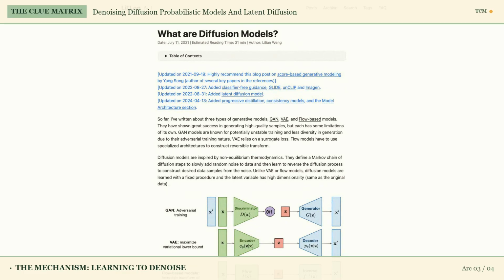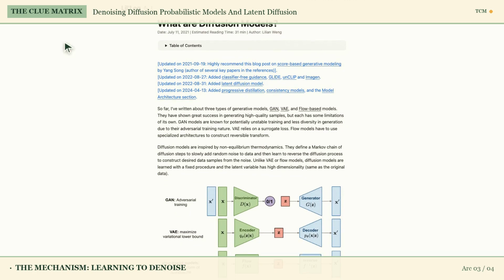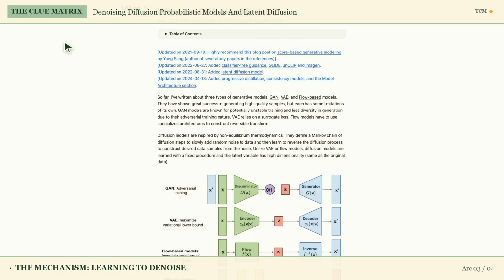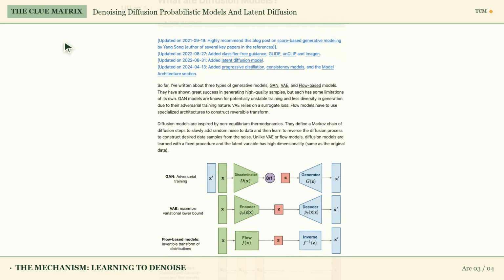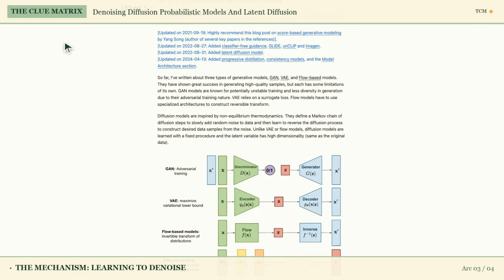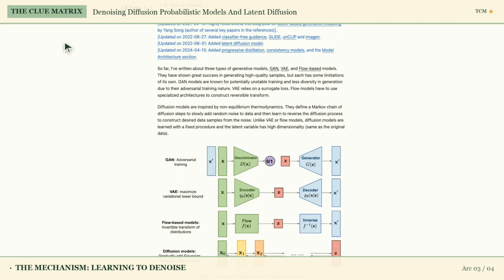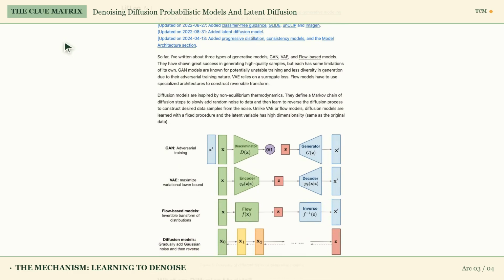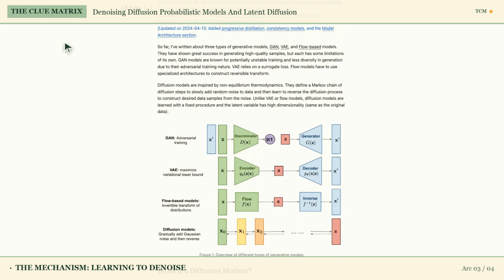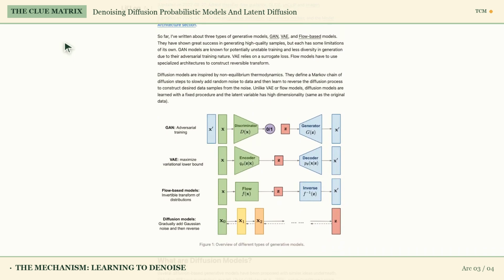Since the true reverse step is intractable, we need to learn a model p theta to approximate these conditional probabilities. This p theta is typically a neural network trained to predict the noise. So the neural network is essentially learning to reverse the noise addition process step by step for all those t steps.